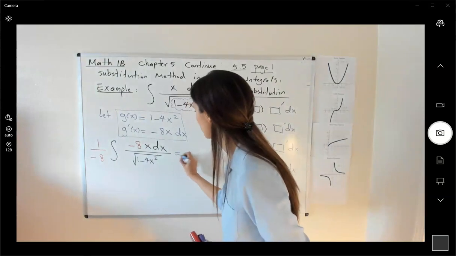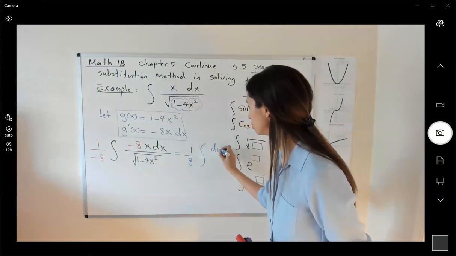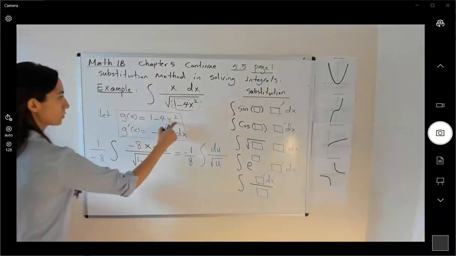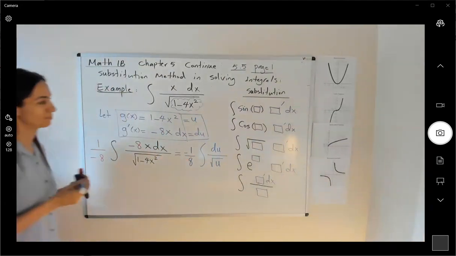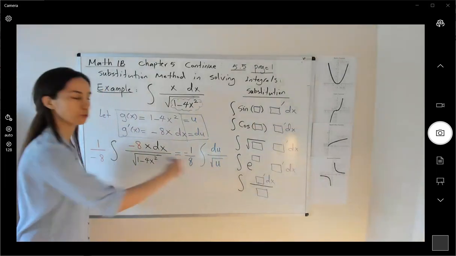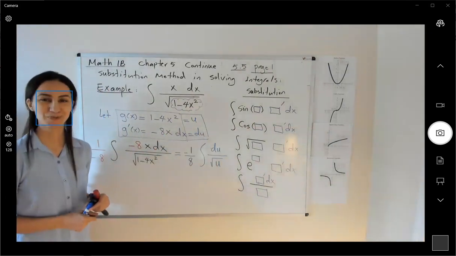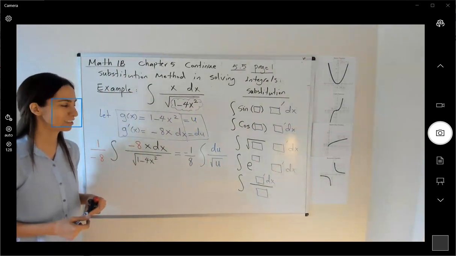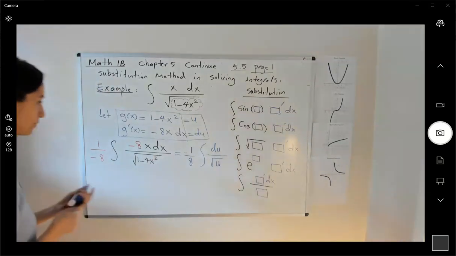This is equal to minus 1 over 8, the integral of du divided by square root of u. This is your u, and this is the du. Wherever I see 1 minus 4x squared, I write u. Wherever I see negative 8x dx, I write du. This integral is not very hard to evaluate. Take a look at this. Here you have integral of du over square root of u. Let us solve.